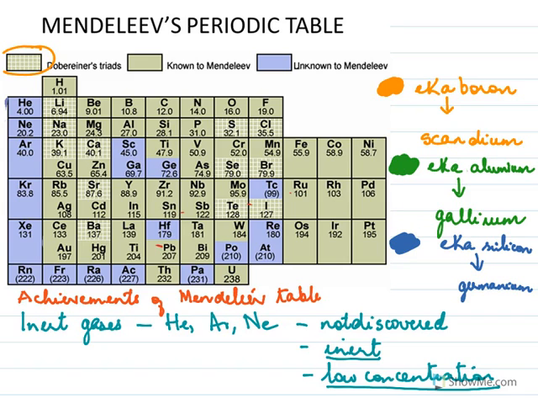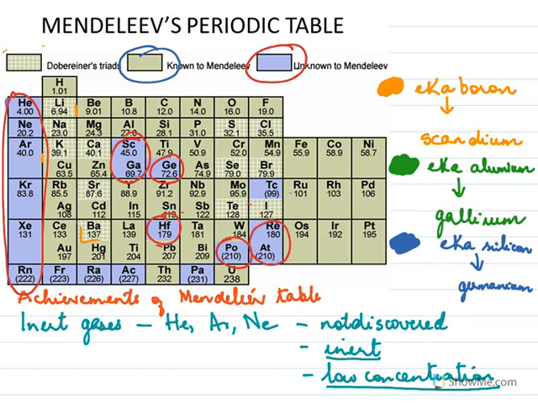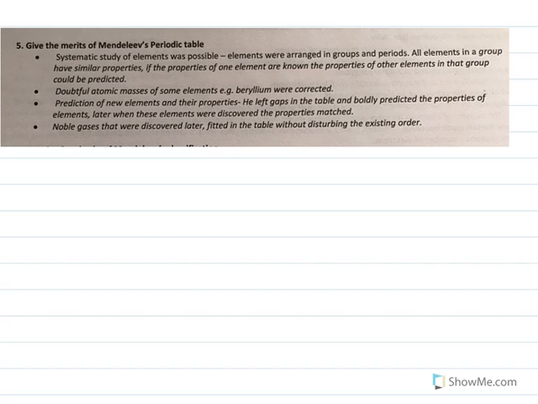So if you look up at the table here, you have the Dobereiner triads which also fitted in his table. Here see the Dobereiner triad, this is one Dobereiner triad, right? Here is another Dobereiner triad, calcium, strontium, barium, all in one group. Then these are the known elements. The ones in the green are the known elements, and these were the unknown elements, the ones in the purple. And all these unknown elements which were later discovered fitted in his table without disturbing the table. This was the achievement of Mendeleev's table.